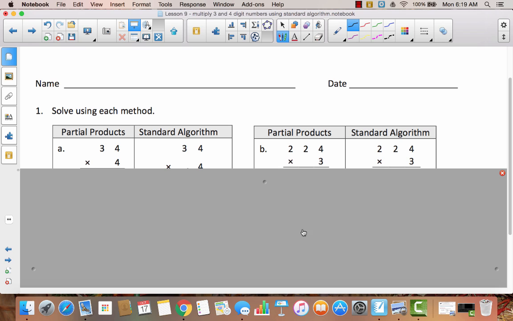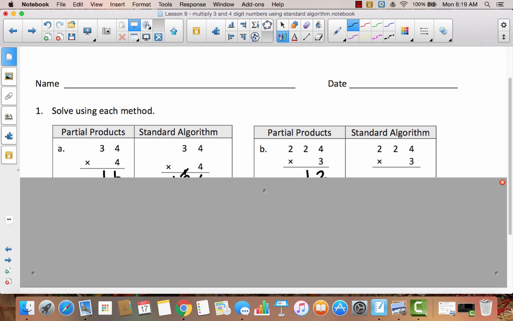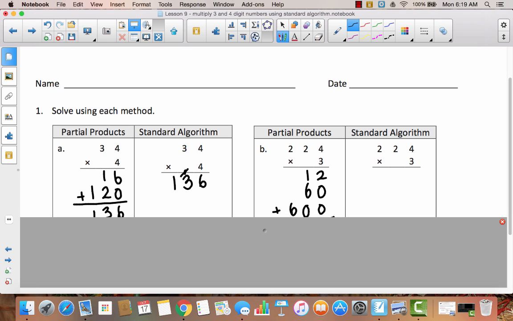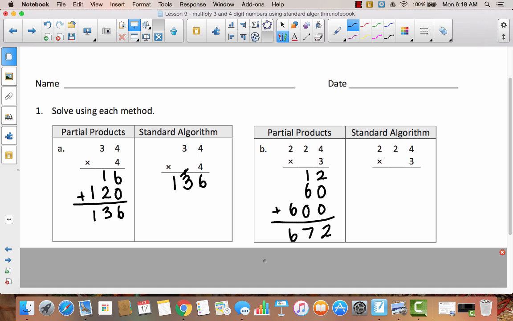Okay. So let's check your partial products. Hopefully you start with 4 times 3, which will give you 12 ones, 2 tens times 3, which is 6 tens, and then 2 hundreds times 3, which is 6 hundreds, and then when you add all of your partial products together, you get a product of 672.